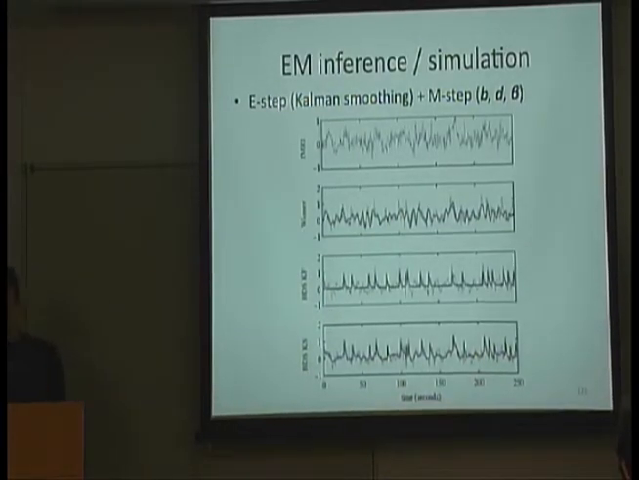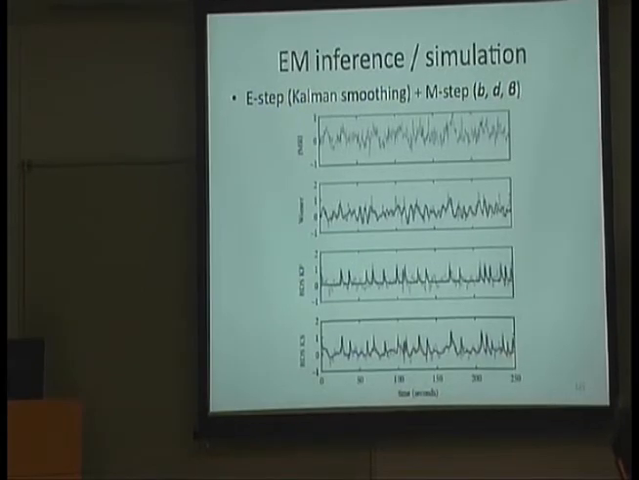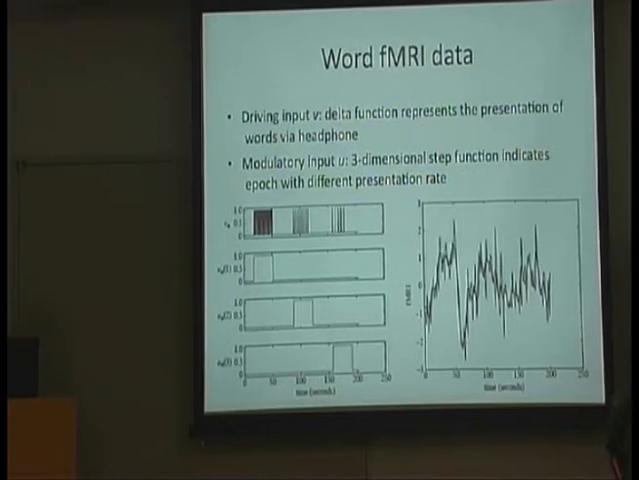And the Wiener filter is the standard approach. And the solution basically is smoother. And this is simulation, so you have the ground truth data and compare. This is real data.